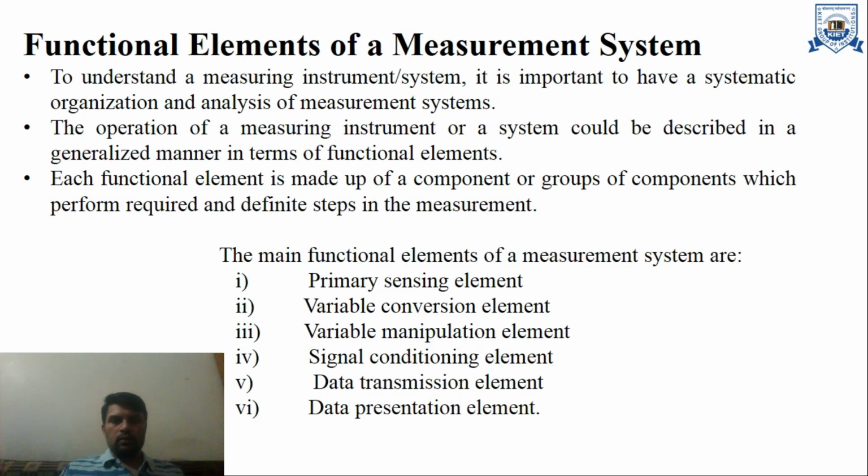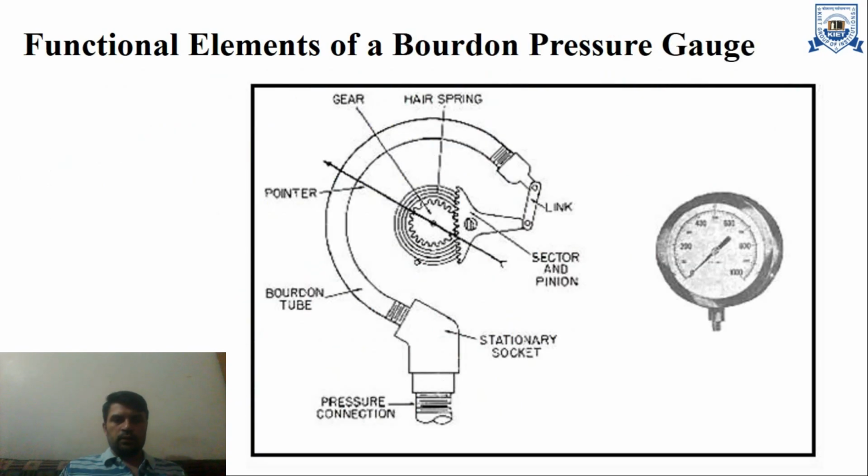The main functional elements of a measurement system are, first, the primary sensing element, then the variable conversion element, then the variable manipulation element, then the signal conditioning element, then the data transmission element, and last, the data presentation element.